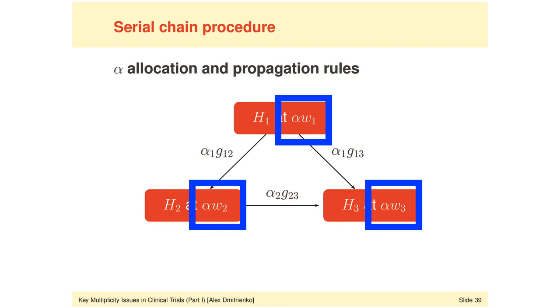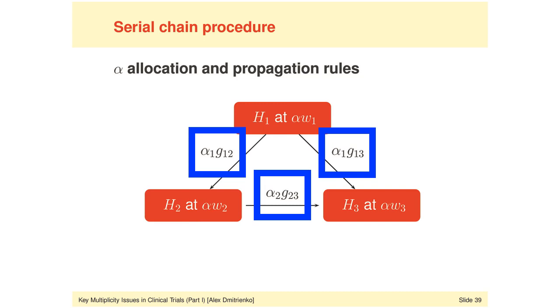This aspect of any chain procedure is exactly the same as the process of allocating initial significance levels for a fallback procedure, and it's exactly the same type of allocation scheme which would have been used in a weighted Bonferroni procedure. The second step, and that's a very important component of any efficient chain procedure, is to specify the alpha propagation rules.